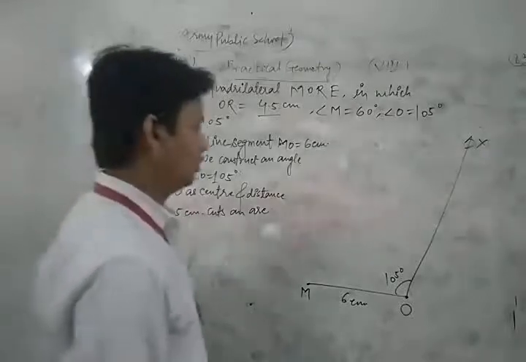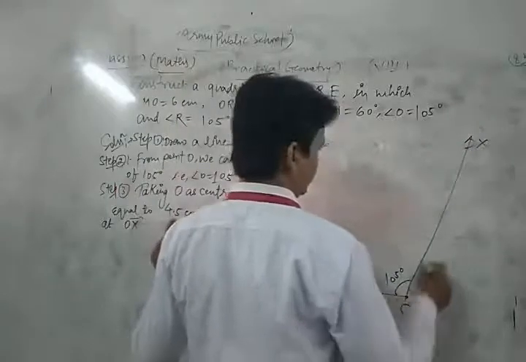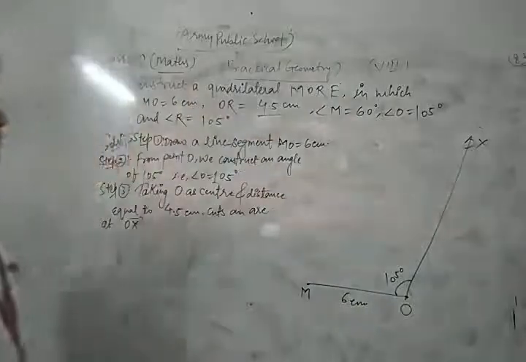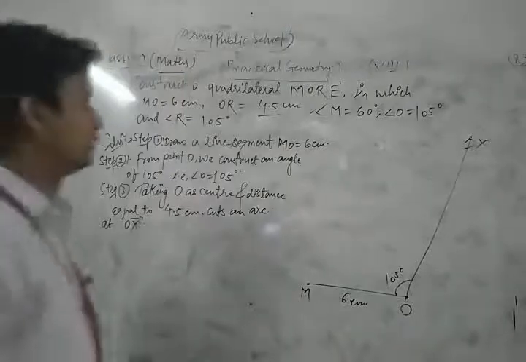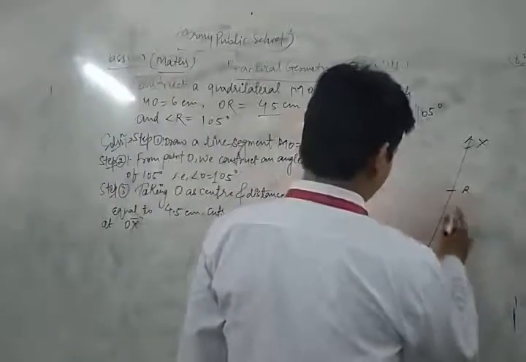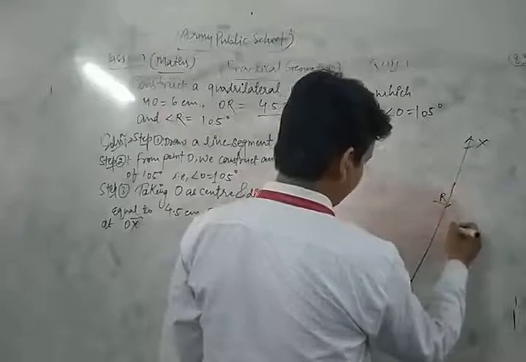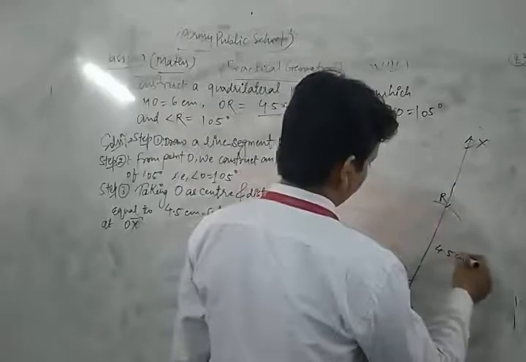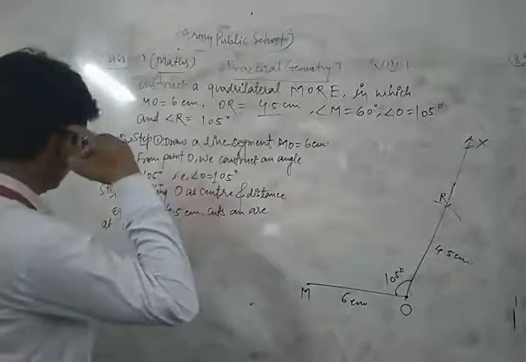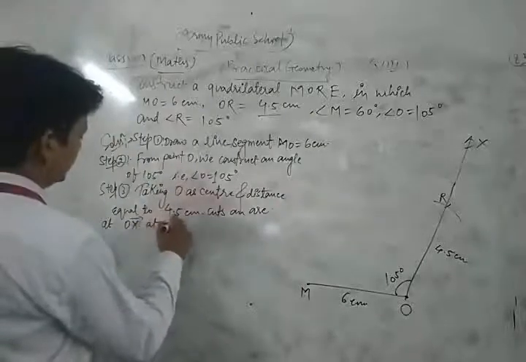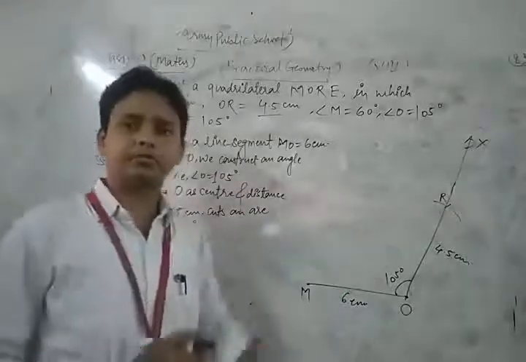So now, dear students, taking O as center and distance equal to 4.5 centimeter, cut an arc at OX, and suppose that the arc cuts the ray OX at point R. This distance is what? 4.5 centimeter. It cuts an arc on OX at point R. This is our next step for that question.